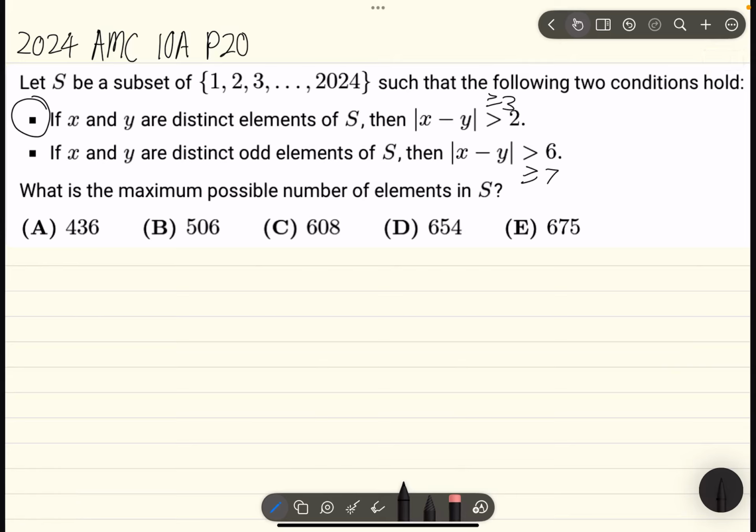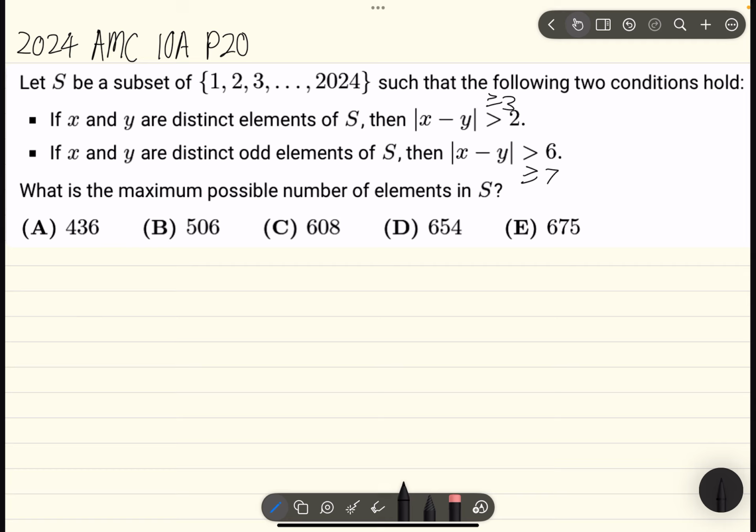Let's talk about 2024 AMC 10A problem 20. Let S be a subset of 1, 2, 3 all the way to 2024, such that the following two conditions hold. If x and y are distinct elements of S, then the absolute value of x minus y is greater than 2. If x and y are distinct odd elements of S, then the absolute value of x minus y is greater than 6. What is the maximum possible number of elements in S?